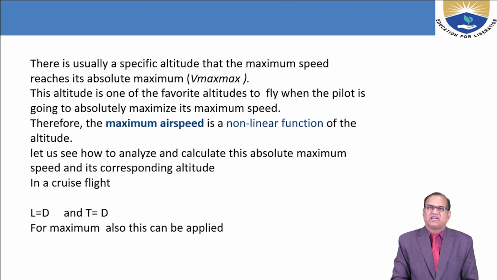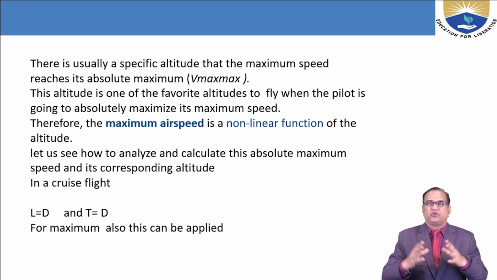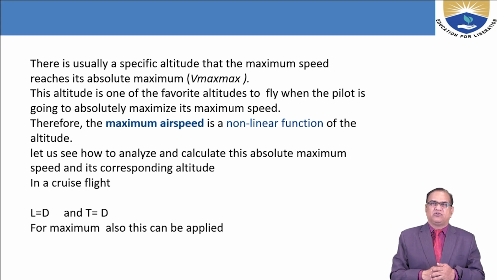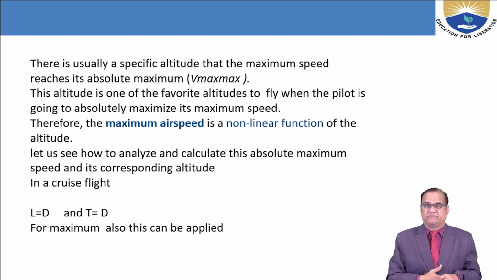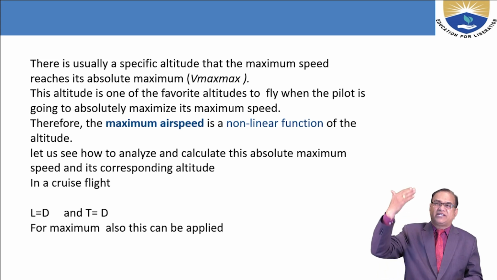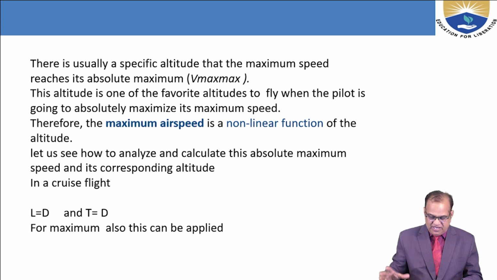There is usually a specific altitude at which the maximum speed reaches its absolute maximum, that is V maximum. This altitude is one of the favorite altitudes to fly when the pilot is going to absolutely maximize the speed. Therefore, the maximum airspeed is a non-linear function of altitude. As you go higher and higher in altitude, your speed will differ.